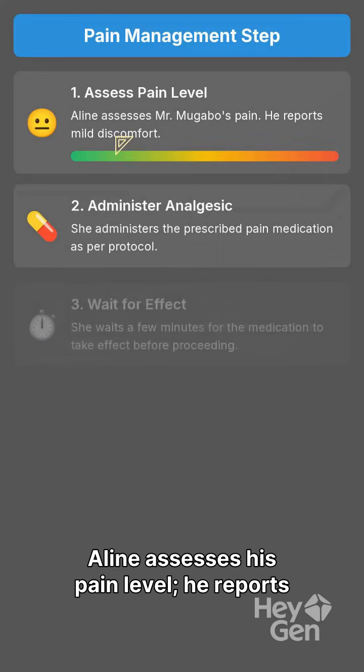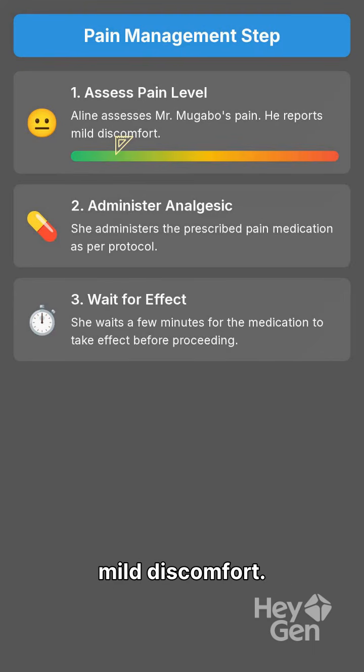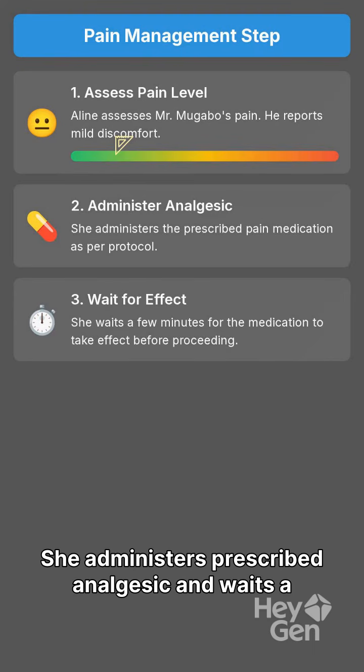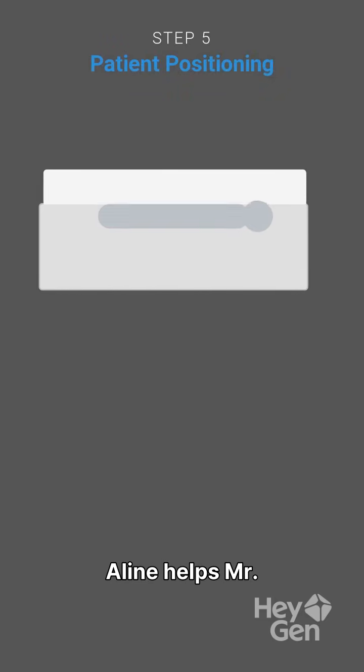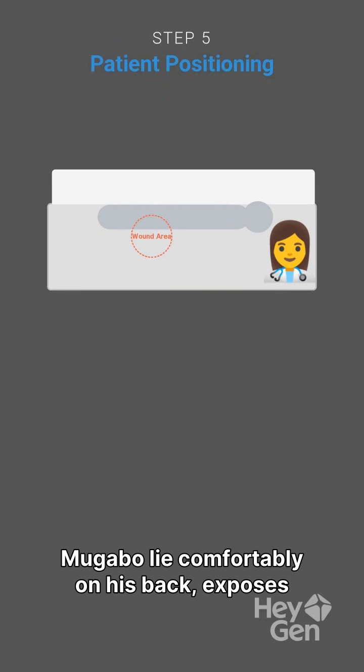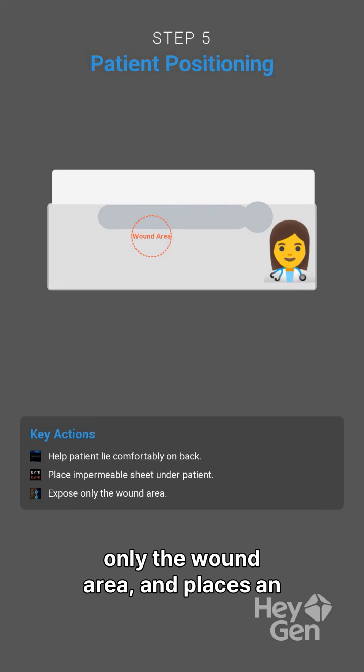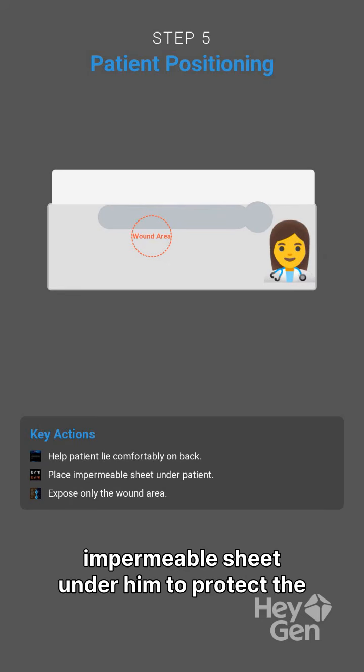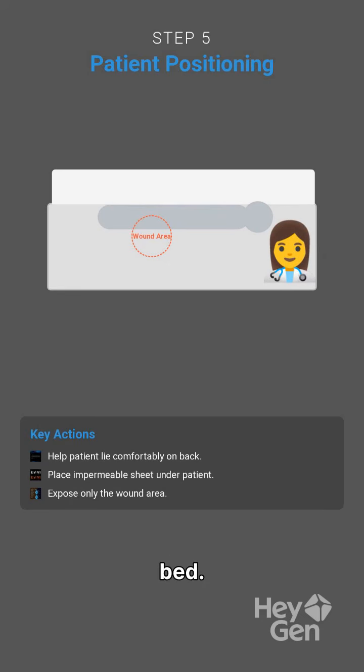Aline assesses his pain level. He reports mild discomfort. She administers prescribed analgesic and waits a few minutes. Aline helps Mr. Mugabo lie comfortably on his back, exposes only the wound area, and places an impermeable sheet under him to protect the bed.